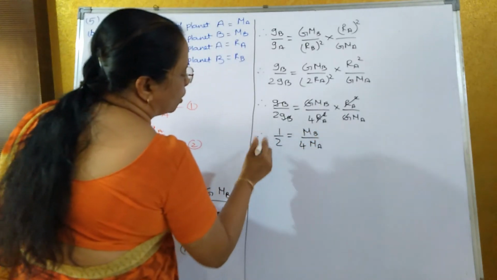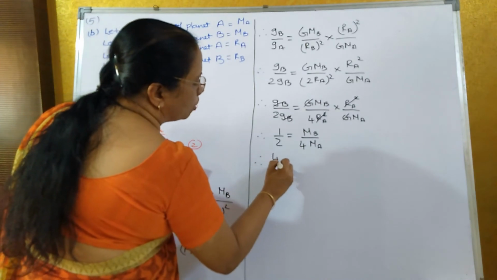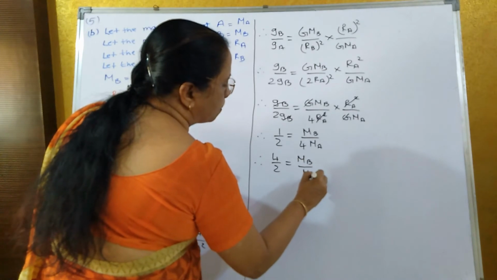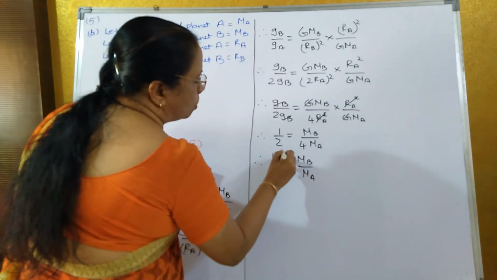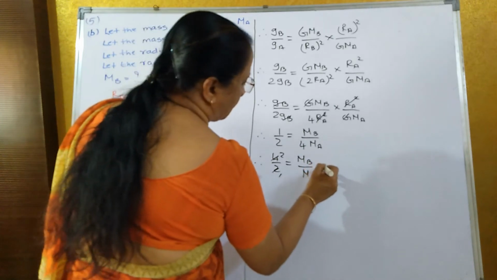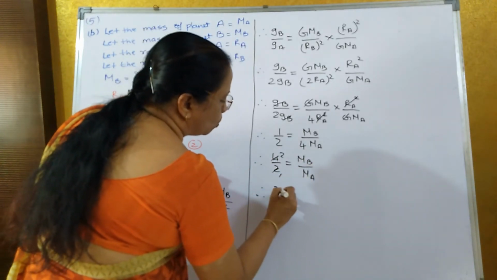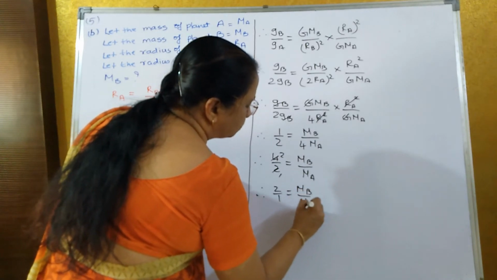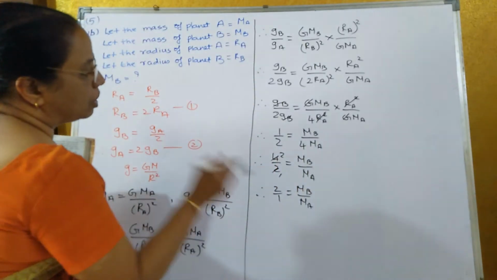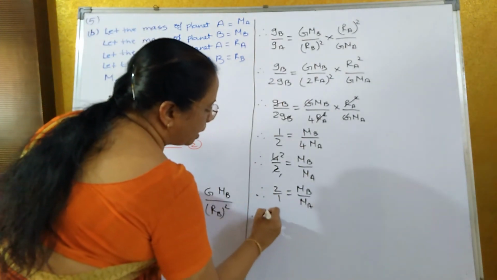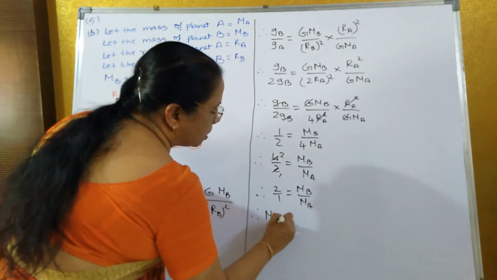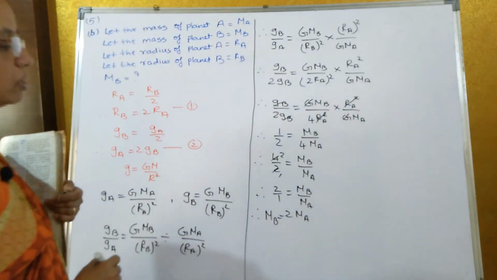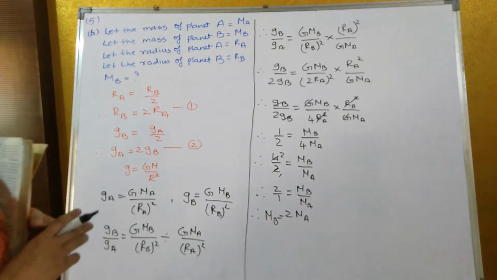Now take this 4 on this side, what you will get? 4 upon 2 is equal to MB upon MA. Now 2 ones are 2, 2 twos are 4. Therefore 2 upon 1 is equal to MB upon MA. Now bring this MA on this side, what you will get? MB is equal to twice MA. So what is the mass of planet B? It is twice the mass of planet A.